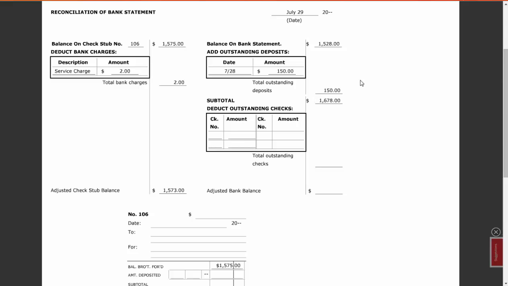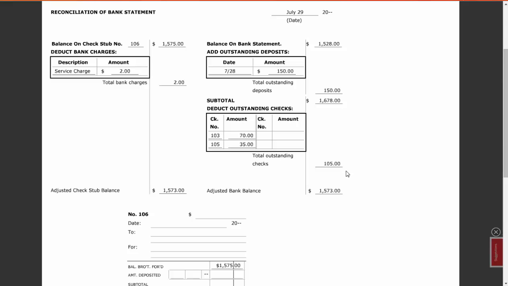Okay, again, deposits are ones that we have made but did not appear on the statement. Same thing's going to happen for outstanding checks. Outstanding checks are ones that we have written but have not appeared on the statement. And how many outstanding checks do we have? 2, and that's going to be check stub number 103 for $70 and check stub number 105 for $35. And then the total of our outstanding checks should be 105, if I've done my math correctly. So I have to take 1,678 and subtract 105.